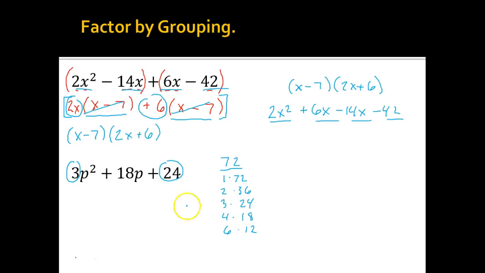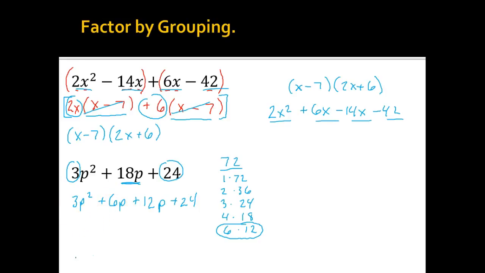Okay, now, here's what we do. We're going to rewrite the problem, but we're going to split that middle term up into 2 terms. 3p squared plus, and then our 2 terms are going to be the 2 that add up to that middle term, 6 plus 12. So 6p plus 12p plus 24. Now, does the order matter? Turns out it doesn't. So if you want to, you could try this exact same problem, but change it around so it's 12p plus 6p, and you'll get the same answer.